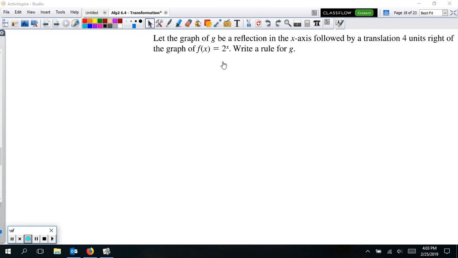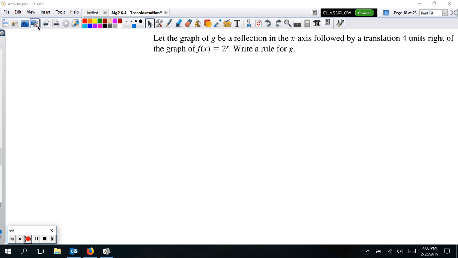First, I want to show you these 2 problems are going to be like the ones we're going to put on 172. It says, let the graph of G be a reflection in the x-axis followed by a translation 4 units to the right of this graph f of x equals 2 to the x. Write a rule for G.